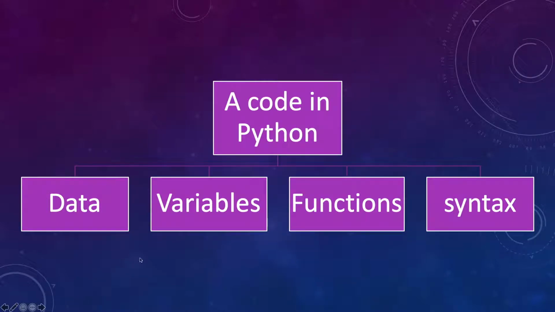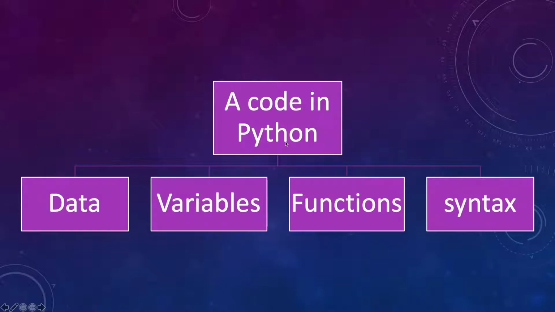Let us see a code in Python. Now, a code in Python has these parts. It has data, it has the variables that store data, and it has functions which are used to perform various things on variables or data. Alright? Now, you can think of syntax as grammar for a code in Python.